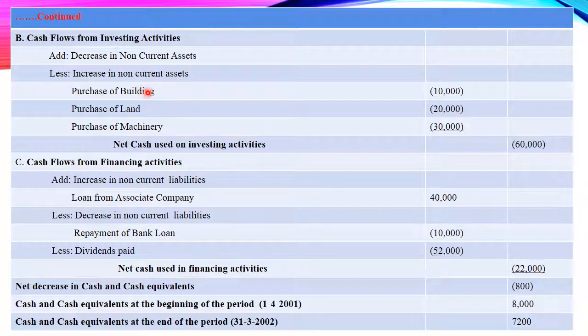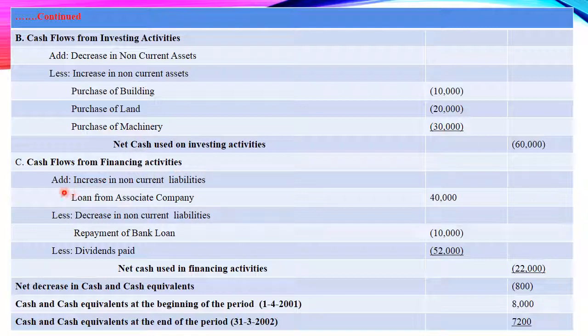The building in this case has increased by 10,000, which means that the company has purchased more buildings. That's where we are subtracting. Purchase of land of 20,000 and purchase of machinery 30,000. So the total of the net cash used in investing activities is 60,000. Then we go to the last section, C, the cash flow from financing activities.